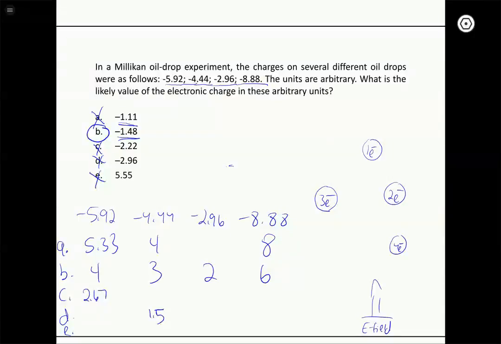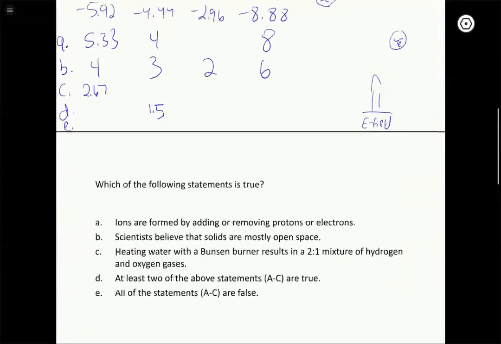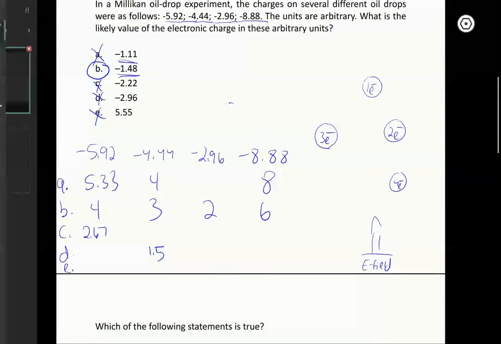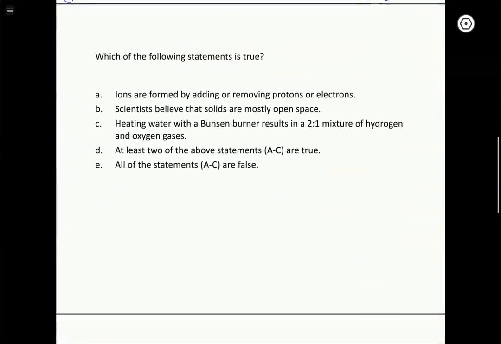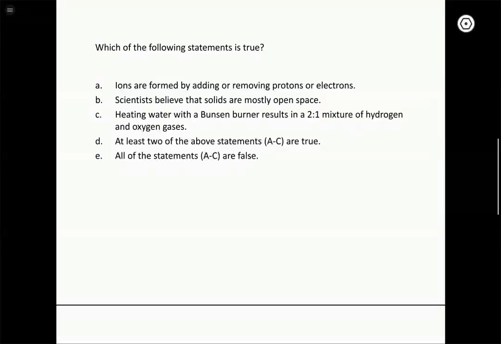So this really just tested your understanding of the Millikan oil drop experiment, and the key concept is that when you have charged particles, they have to have some whole number multiple of the electronic charge, because you cannot have fractional electronic charges in any sort of particle or ion. Okay, so that one was a bit of a tricky one, and the rest of these are mostly just conceptual questions dealing with true, false, or which statement is correct, and all these things.